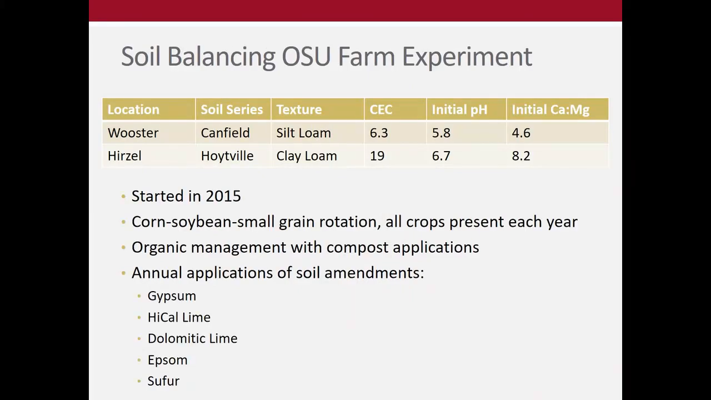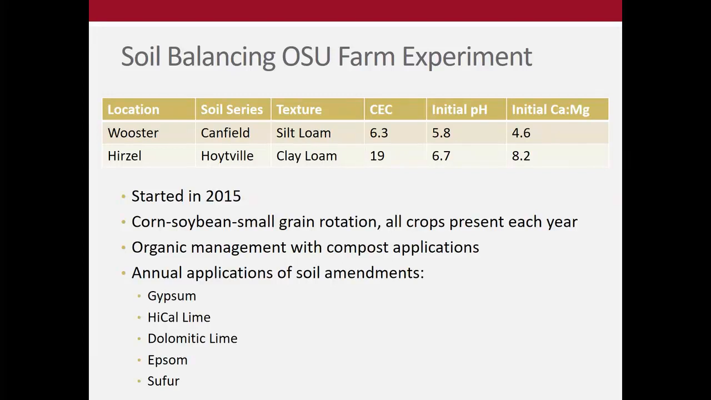So just a little background on the two locations where we performed this experiment. One was near Wooster, where the OARDC is. The soil out there is a silt loam soil, with relatively low cation exchange capacity. Our initial pH was around 6, so a little bit on the low side, and our initial calcium-magnesium ratio was also a little bit on the low side from what soil balancers might recommend.